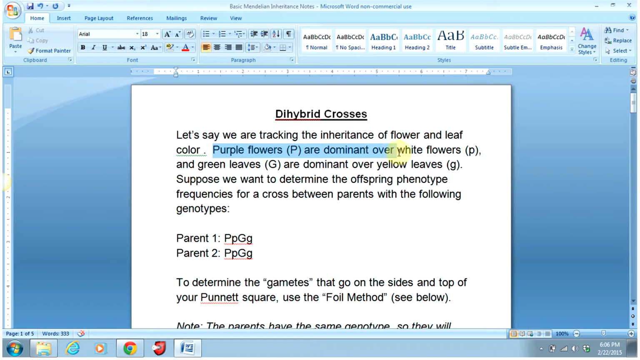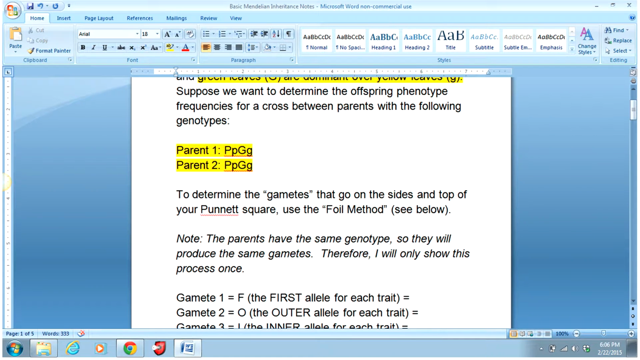For flower color, purple flowers are going to be dominant over white flowers, so we'll use an uppercase P for purple flowers and a lowercase p for white flowers. For leaf color, green leaves are going to be dominant over yellow leaves, so we'll use an uppercase G for green leaves and a lowercase g for yellow leaves. Okay. Let's say we wanted to conduct a cross between two parents who have these genotypes. Big P, little p, big G, little g, so that means they're heterozygous for both flower color and leaf color.